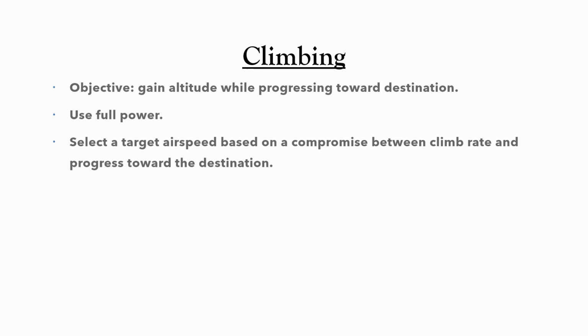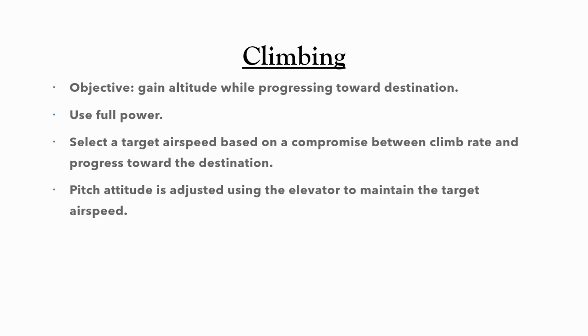So right after takeoff, in your initial climb, you'll choose a speed based on the best angle of climb or the best rate of climb airspeed. Those are published numbers for your airplane. Once you're established on course and pointed in the right direction towards your destination, then it's common to choose a faster target airspeed, which will reduce your rate of climb somewhat, but decrease the amount of time it'll take you to get to your destination. You use pitch attitude to maintain that target airspeed.